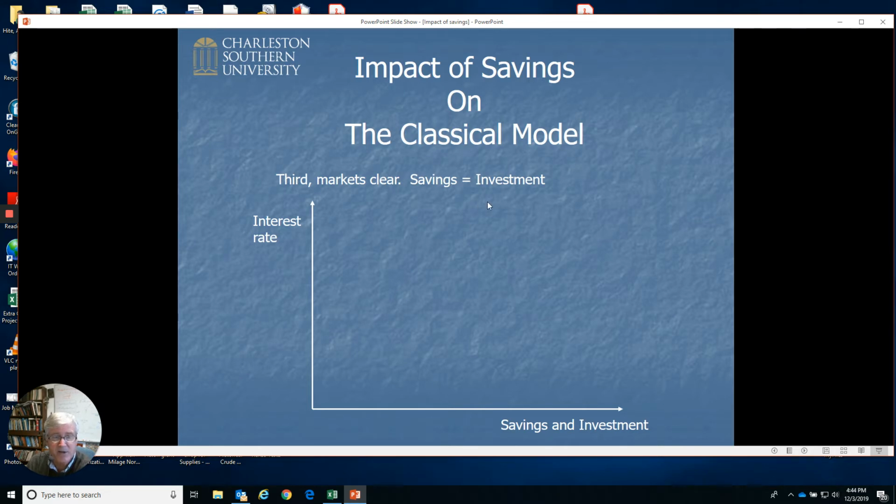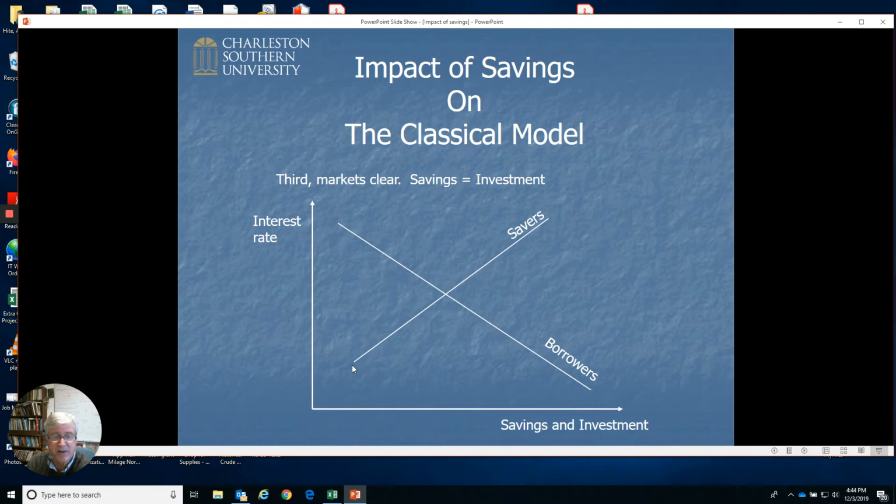And this is how it's shown. There is a demand curve for loanable funds. This is made up of borrowers. When the interest rate is really high, they don't want to borrow very much, and when the interest rate is low, they want to borrow a lot. And then there is a supply curve of loanable funds. It's made up of savers.